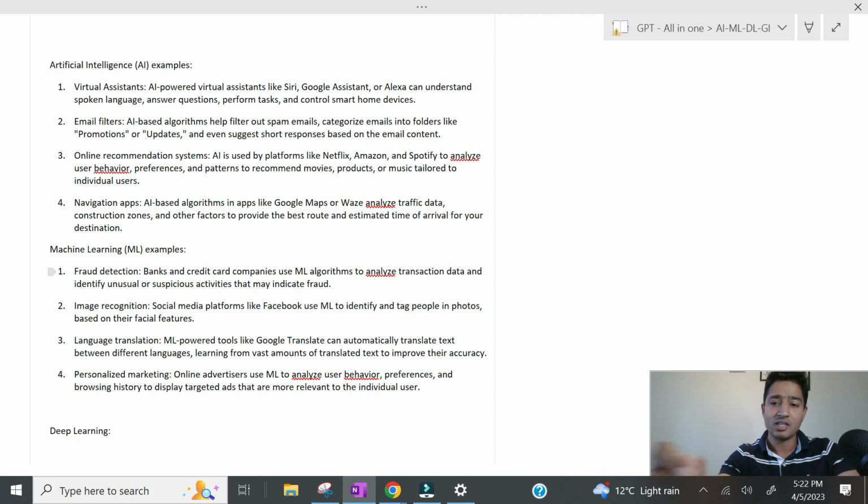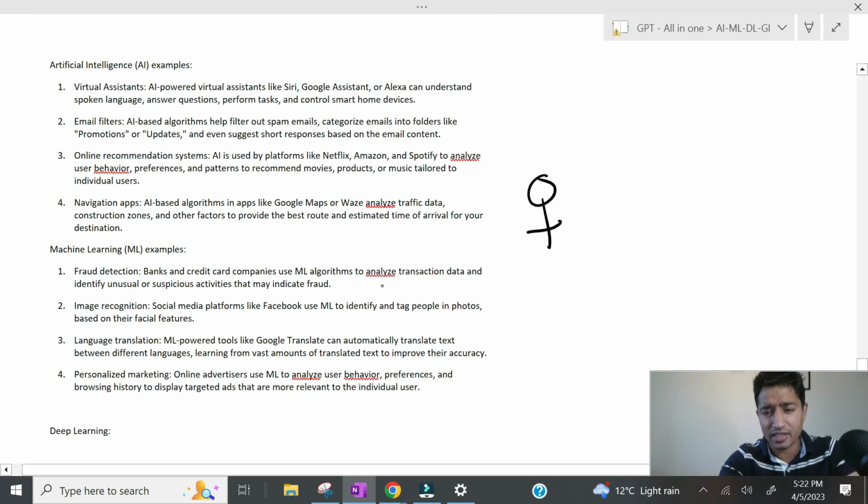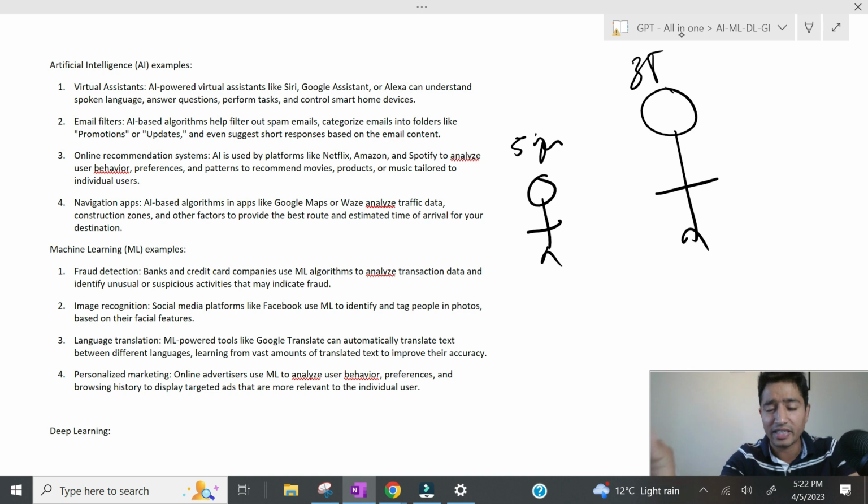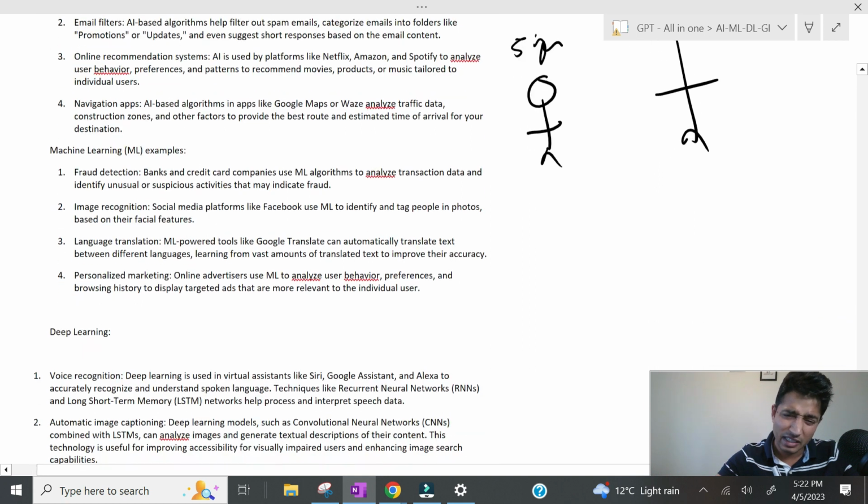Let's say we have a celebrity pic when he is 5 years old, and the same celebrity when he is 35 years old, right? As human beings, we can correlate that maybe this is the same celebrity, and he or she might look like this when 5 years old, right? So this is what image recognition is. So social media platforms can identify or tag people based on their facial features. Language translation and personalized marketing are other examples.